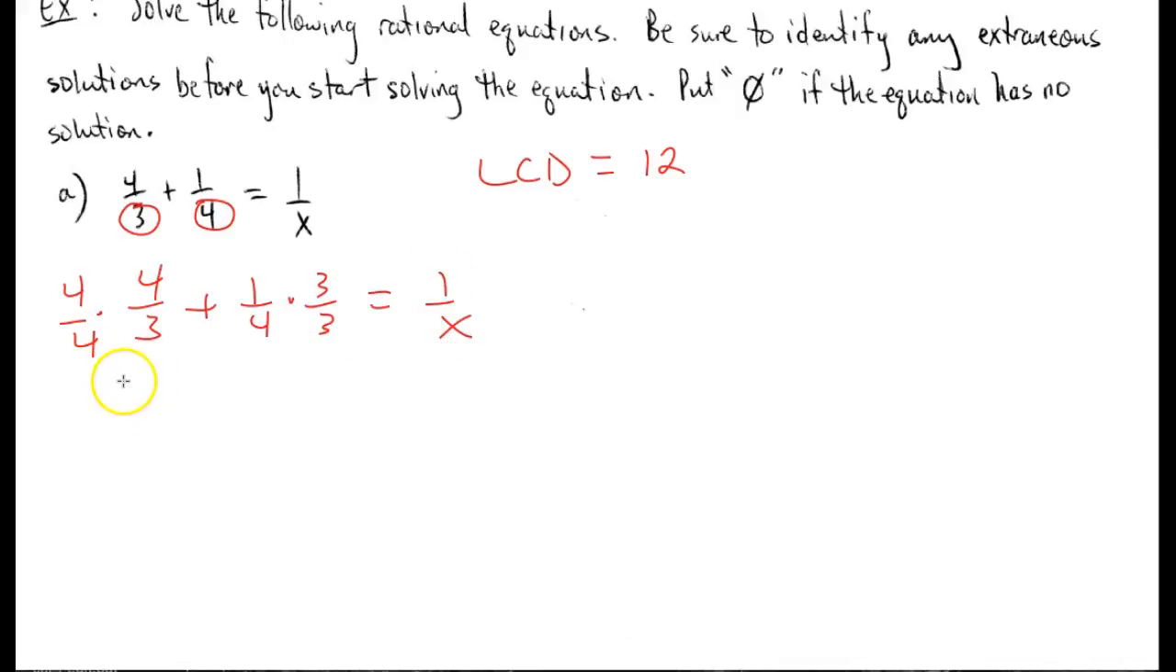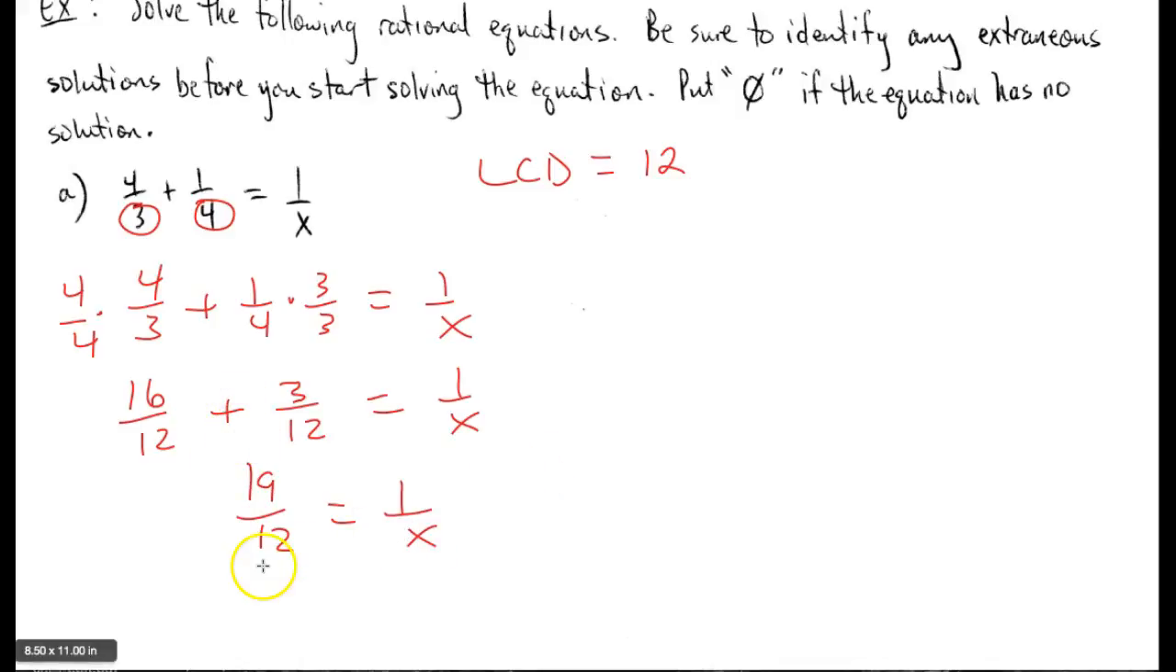If we do that, the equivalent fraction ends up being 16 over 12 plus 3 over 12 equals 1 over x. Now that we have like terms, we can add the fractions, and now you see that 19 over 12 is equal to 1 over x. Well, 1 over x is just the reciprocal of x, so if we solve for x, then we have to take the reciprocal of our fraction 19 twelfths, which is 12 19ths. So again, this is another way that we can do this particular problem.